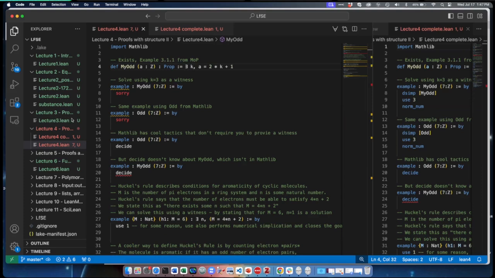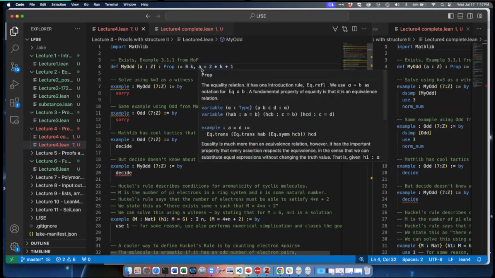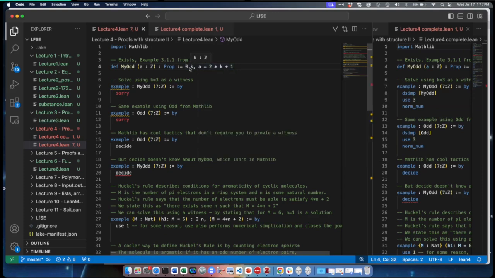Indeed, if a was -3, for example, there does not exist a natural number k. There does exist an integer k that would satisfy that.